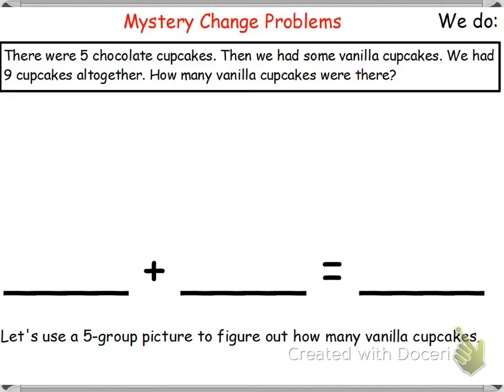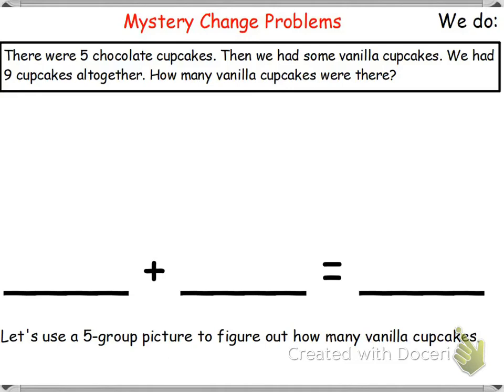All right. So now it says there were 5 chocolate cupcakes. Then we had some vanilla cupcakes. We had 9 cupcakes altogether. How many vanilla cupcakes were there? Ooh, this is making me hungry. Okay, so now I'm going to read it again. Now I'm picturing all these cupcakes. All right, so remember, make that math movie with me.